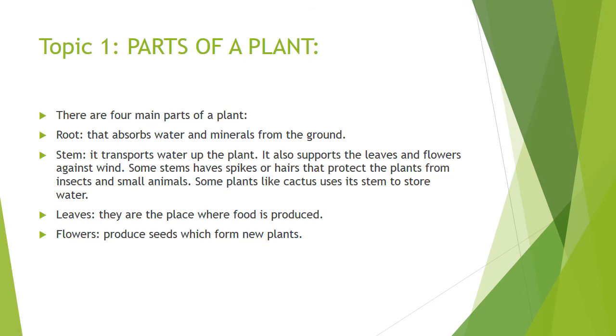First of all, we learn about parts of a plant. What are the main parts of a plant? There are 4 main parts of a plant. How many? 4 main parts of a plant. What are they? Root, stem, leaves and flowers.